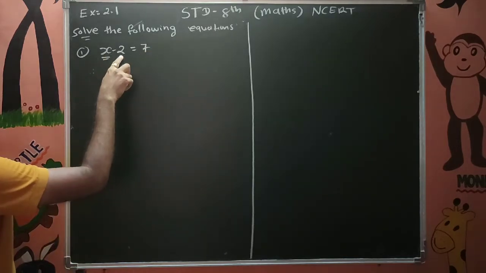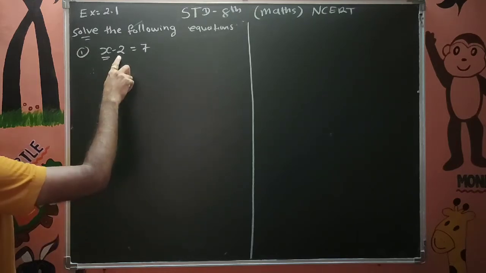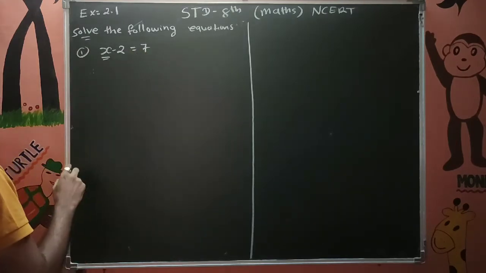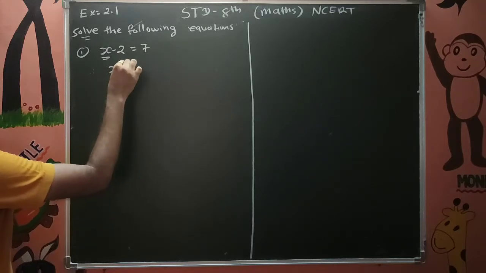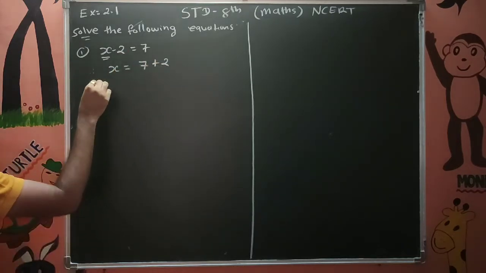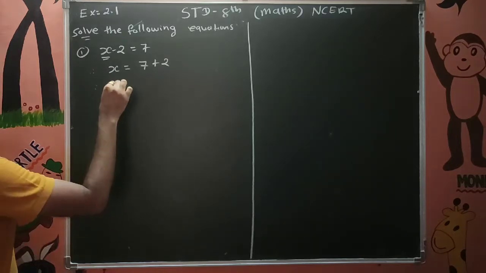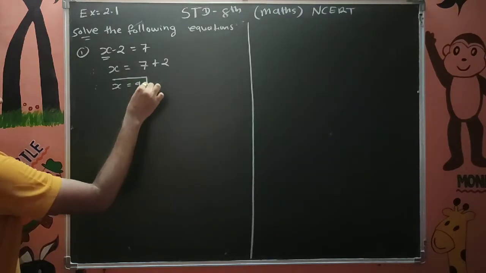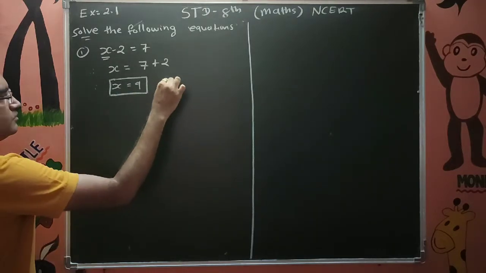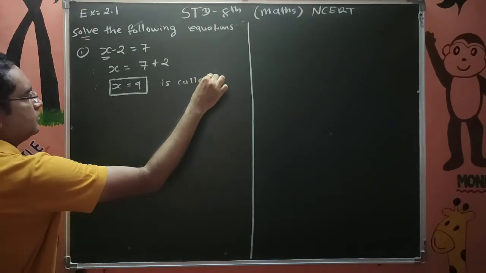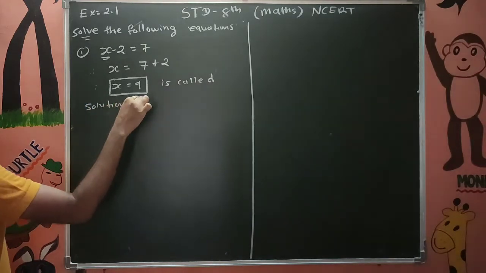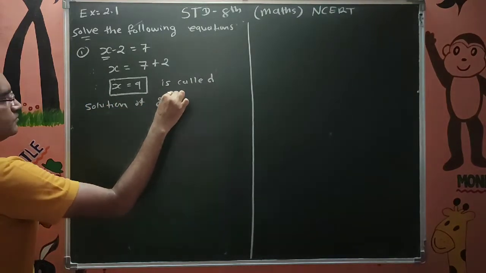So here x minus 2 is there. Taking this minus 2 on the right hand side, it will become plus. Therefore x equal to 7 plus 2. Right? Therefore, we are getting x equal to 9. So here, x equal to 9 is called the solution of the given equation.